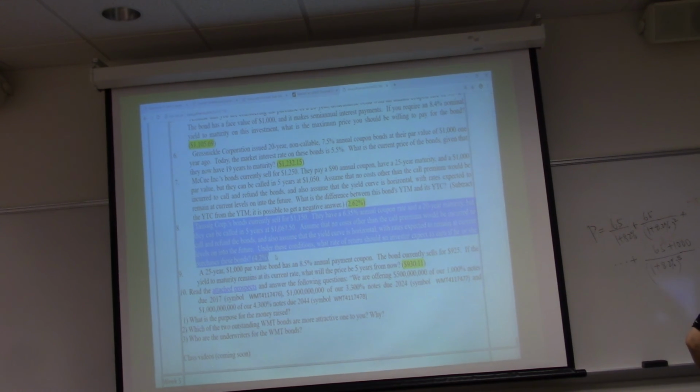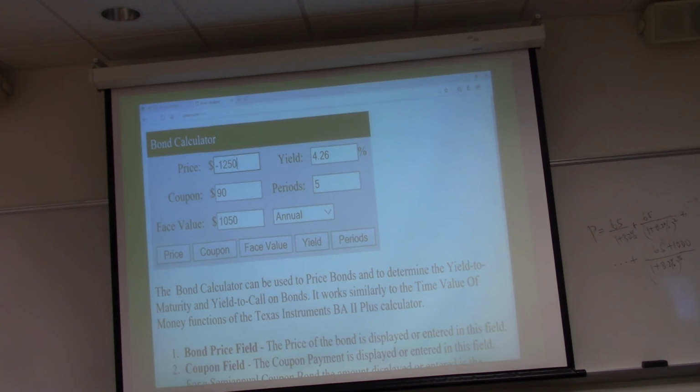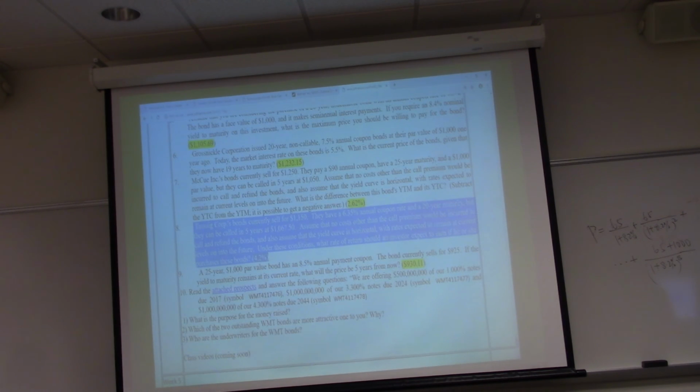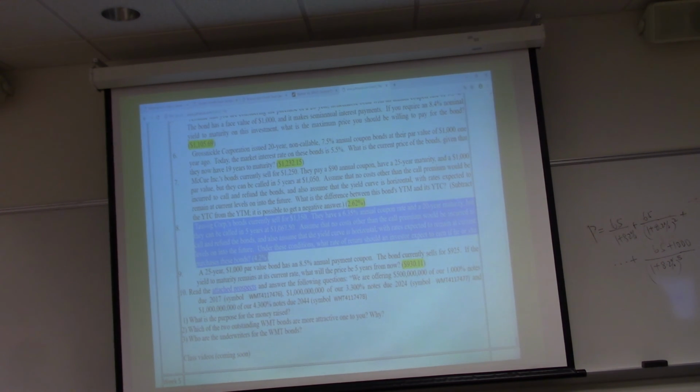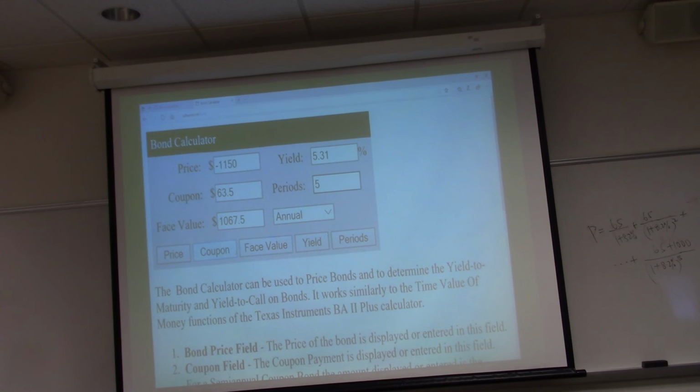So it should be 4.2%, right? Let me use a calculator quickly. It's annual, 20... 5.31. It's wrong, right? 4.2, because you did 20. Oh, yeah, 5. Yeah, that's right, 4.2.